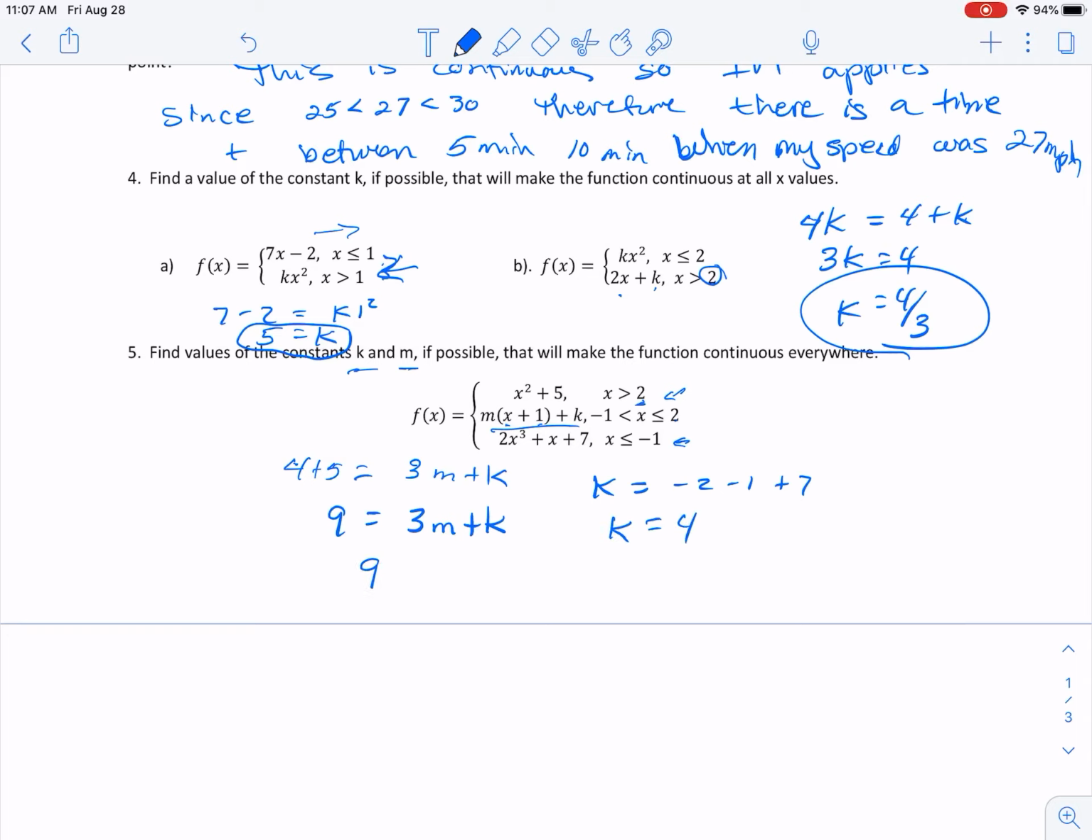Plug it back in here. Plus 4, subtract it, and you get 5 equals 3m. So m is equal to 5 divided by 3. And you've solved the problem. Easy peasy.